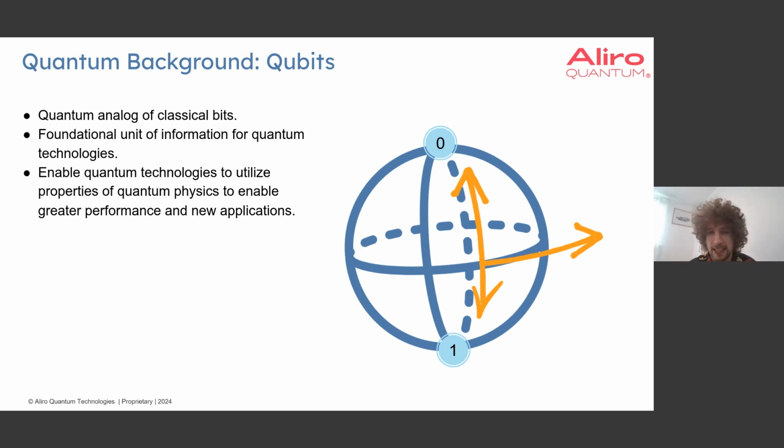While classical bits and quantum bits are analogous in this way, they are actually quite different in behavior. Quantum bits have many quantum properties that classical bits do not. It is these properties of qubits that enable the quantum technologies that use them to outperform their classical counterparts.